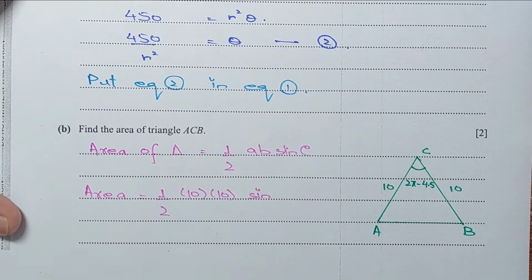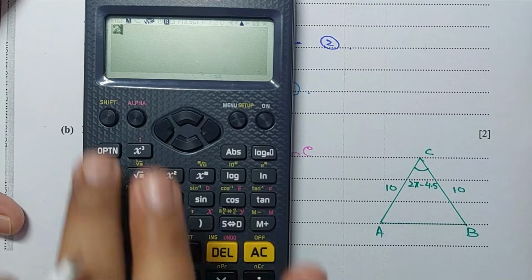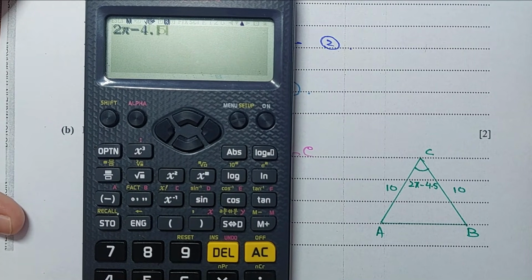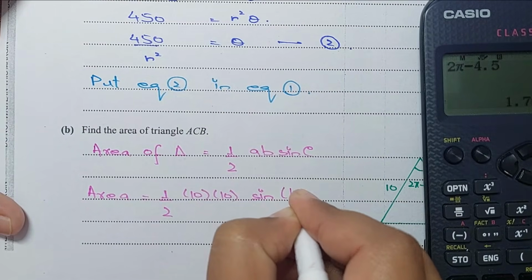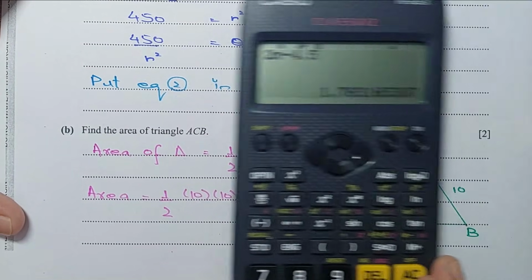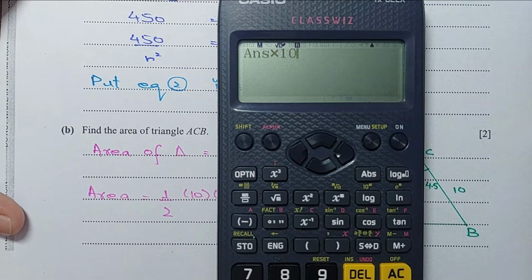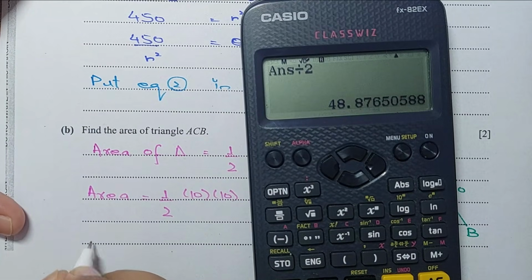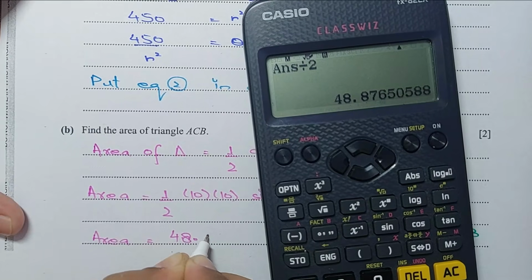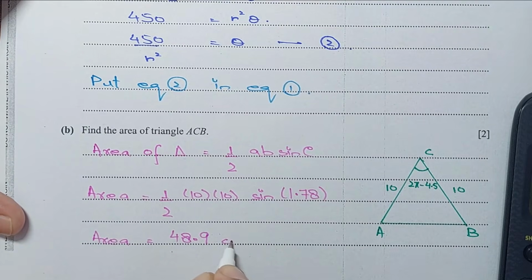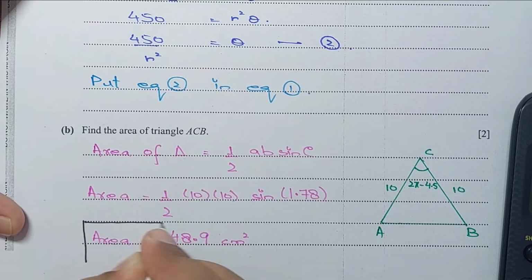Let me find out their angle. 2 pi minus 4.5, 1.78. Okay, so sine of answer, multiply by 10, multiply by 10, divided by 2, which is 48.87. So the area rounded to one decimal place is 48.9 centimeter square. That is the area of the triangle ABC.